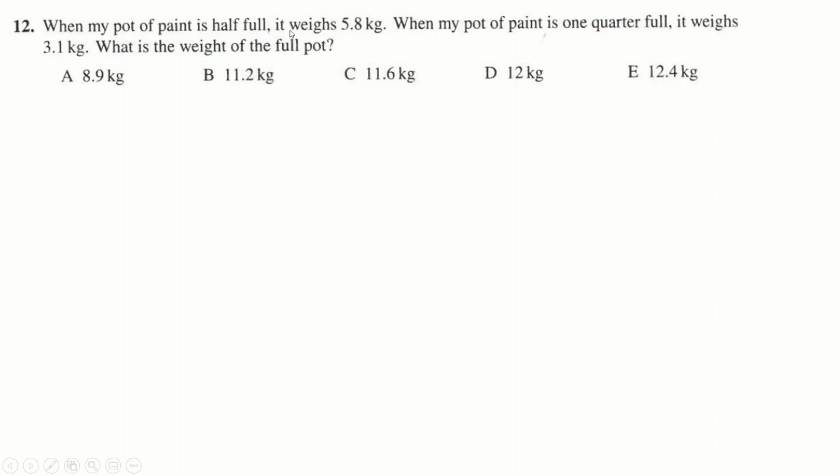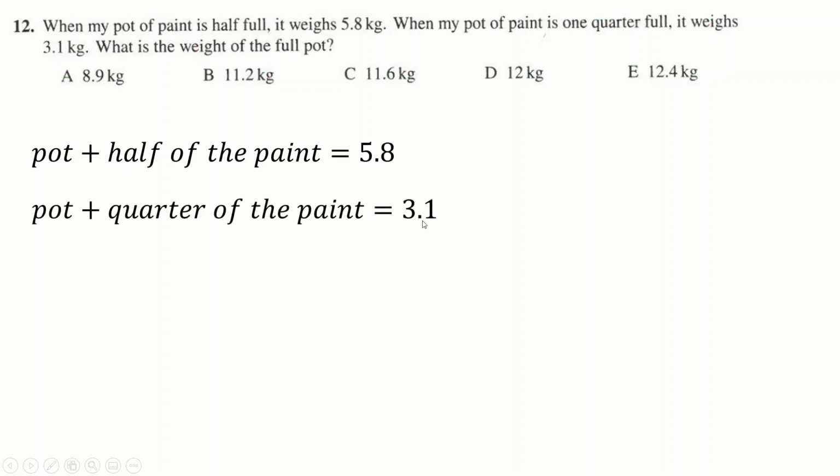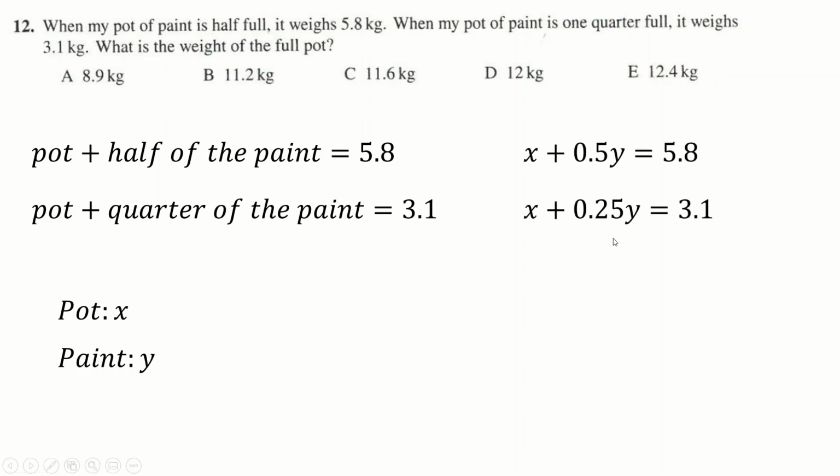Question 12. A pot of paint that is half full weighs this. A pot of paint that is quarter full weighs that. So a pot plus half of the paint is 5.8 kilos, and a pot plus a quarter of the paint is 3.1. We can code this, right? If I call pots x and paint y, then I get these 2 equations here, and hopefully at least the year 8s who are watching will know how to deal with a simultaneous equation.